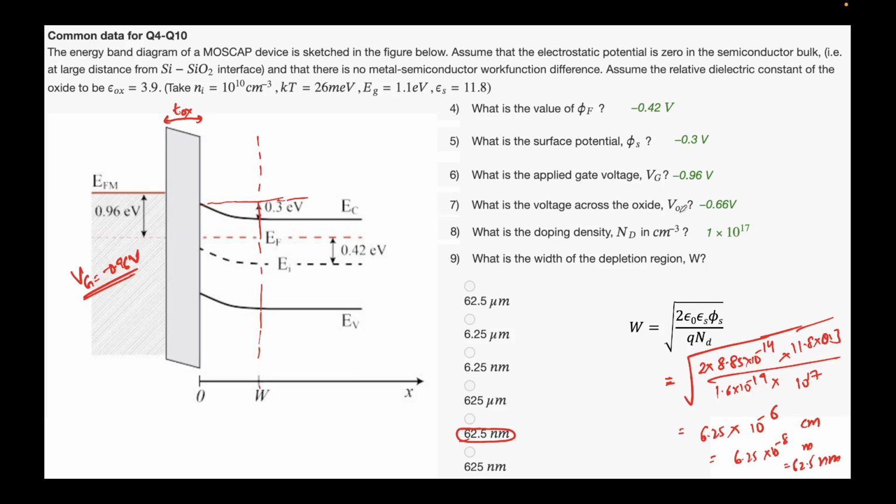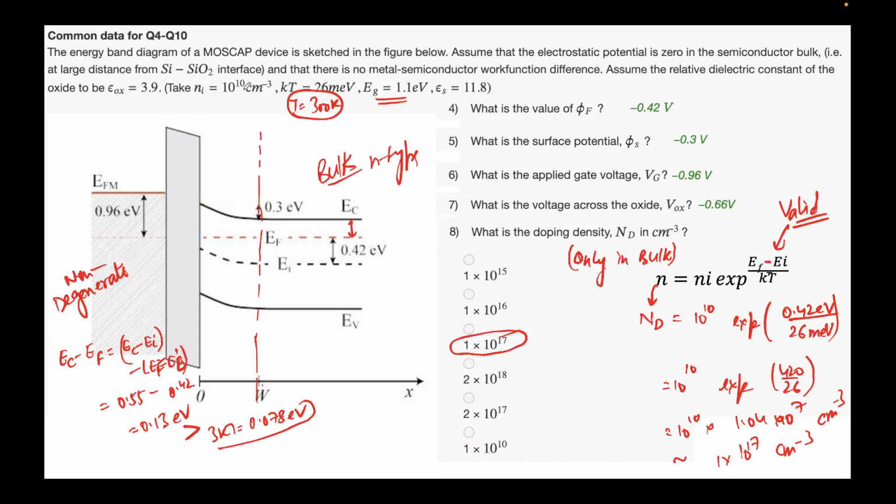No, that's what I'm saying. Since we are operating with kT equal to 26 meV, if you put the value of the Boltzmann constant here, the temperature comes out to be around 300 Kelvin. This means this device is sitting at 300 Kelvin room temperature. At 300 Kelvin, and this is silicon because we have been given Eg as 1.1 eV, ni is given as 10 to the power 10 again at 300 Kelvin, and the dielectric constant is 11.8.